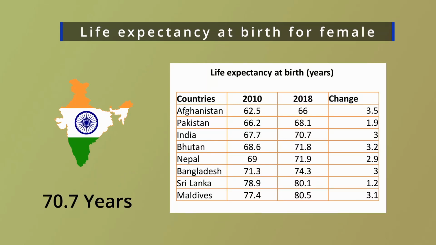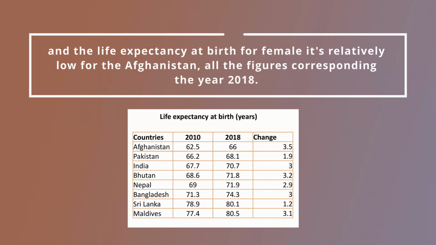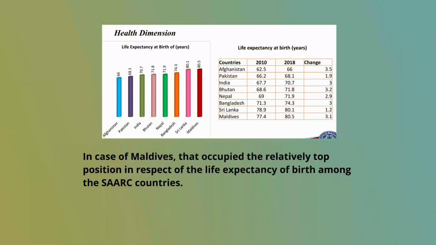In case of India, life expectancy at birth for female is 70.7 years, whereas in case of Sri Lanka and Maldives, it is more than 80 years. For Sri Lanka, it is 80.1 years. For Maldives, it is 80.5 years. And the life expectancy at birth for female is relatively low for Afghanistan. All the figures correspond to the year 2018. This table helps us to understand the change of the life expectancy at birth over time. Maldives occupied the relatively top position in respect of the life expectancy at birth among the SAARC countries.